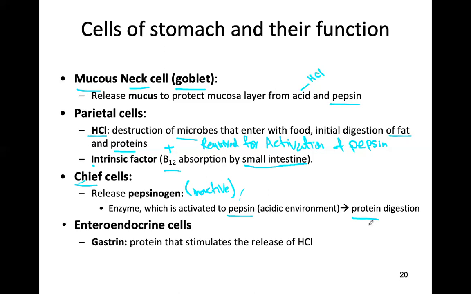Now, what gives your parietal cells the signal to create HCl is a specific type of cell called enteroendocrine cells, which release something called gastrin, and that helps you release HCl. So let's take a look, kind of bring everything together.